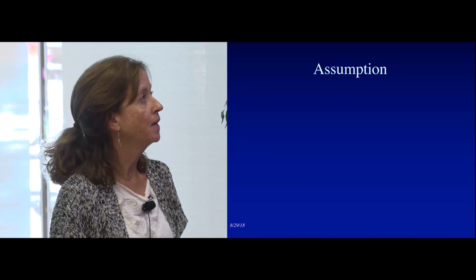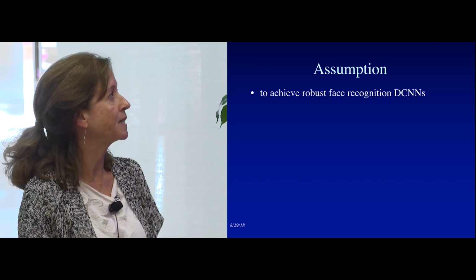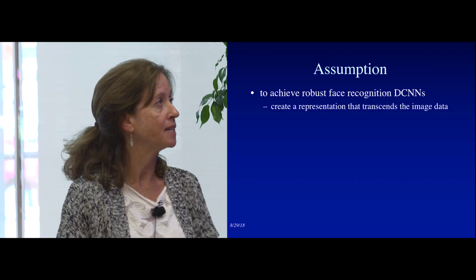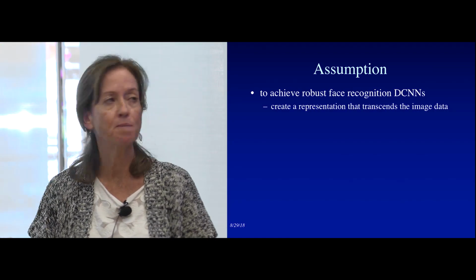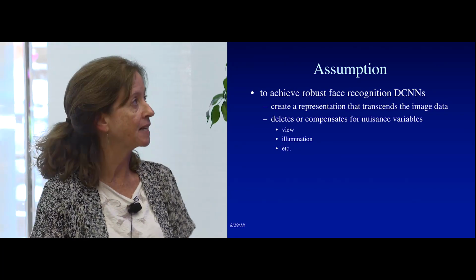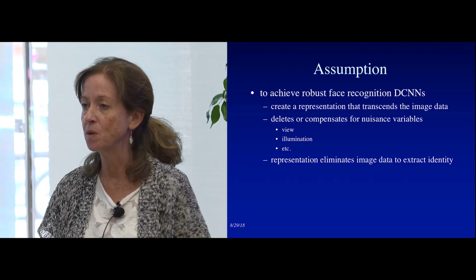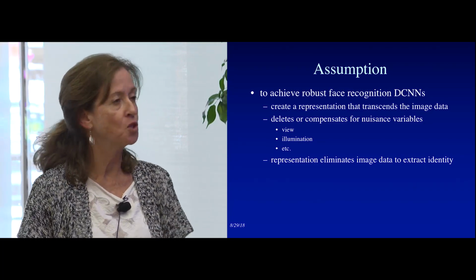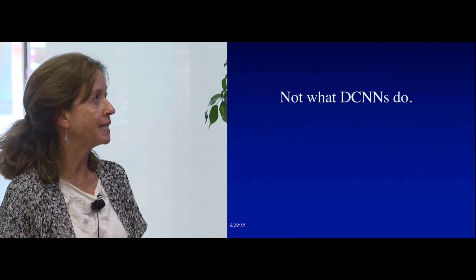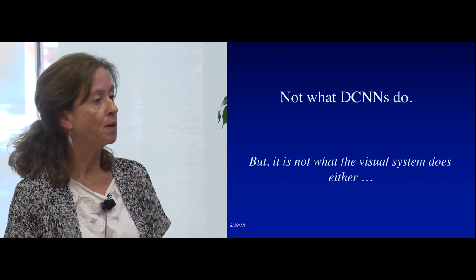Okay, so I'll just say the assumption, it's been out there, we sometimes assume that to achieve robust face recognition, DCNNs or whatever computational model must be able to create a representation that transcends the image data. In other words, deletes or compensates for things like viewpoint, illumination and other nuisance variables. And so what we're looking for is a way of eliminating this stuff to get to an extraction of identity information, the face itself. It would seem to be not true for what DCNNs do. But it's also not what the visual system does.